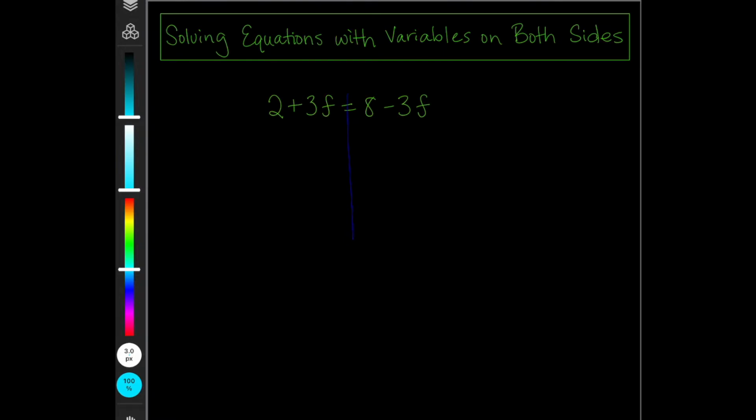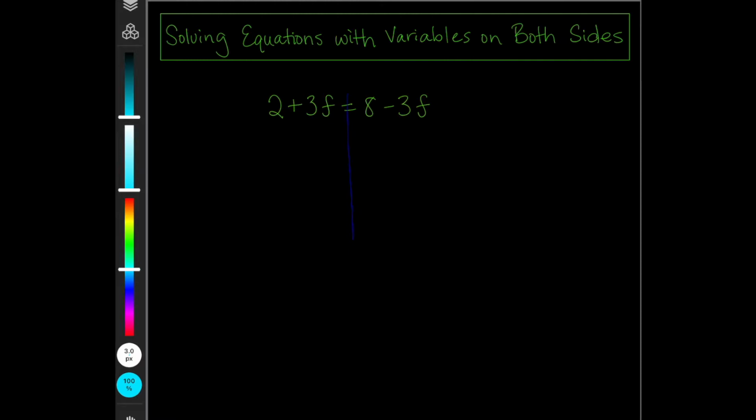Remember that when solving equations, there are two main rules. Rule number one is to keep the equation equal, which means what you do to one side, you must do to the other. And rule number two is that you may only combine like terms. So let's get started. Because there is a variable on both sides, it doesn't matter where we start. As long as we perform legitimate operations, we will solve the equation successfully.